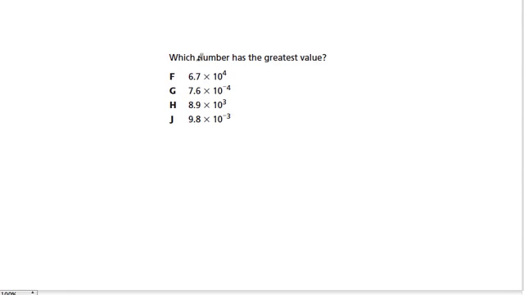Problem, we want to know which number has the greatest value. So one way to do this is to take each number and rewrite them in standard form. Another way is to first compare the exponents, right?